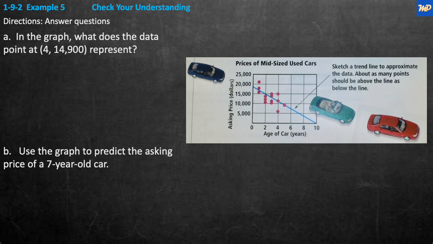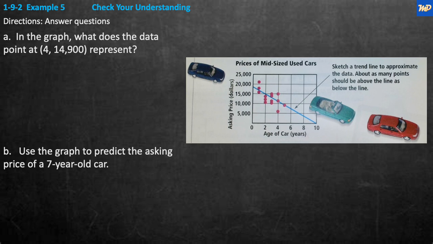Okay, example 5, check your understanding. So answer these questions. You can just stop the video and try it and come back and we'll talk about it. In the graph, what does the data point at 4, 14,900 represent? And for B, it says use the graph to predict the asking price of a 7-year-old car. We're just going to use the graph to decide how much a 7-year-old car would cost. Go ahead, stop the video and try it. When you come back, we'll continue.